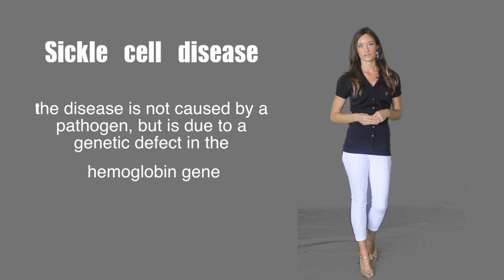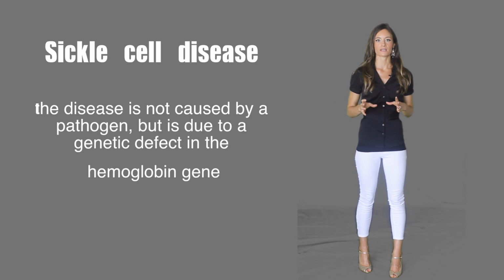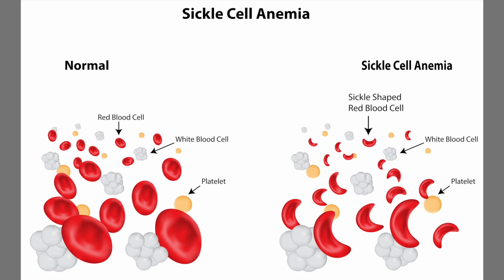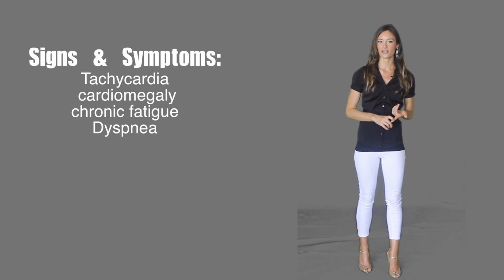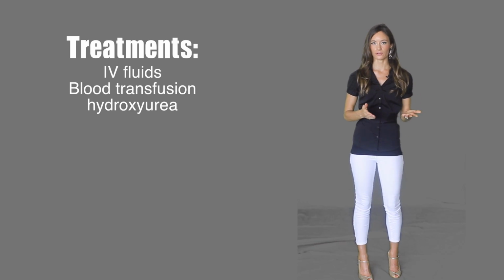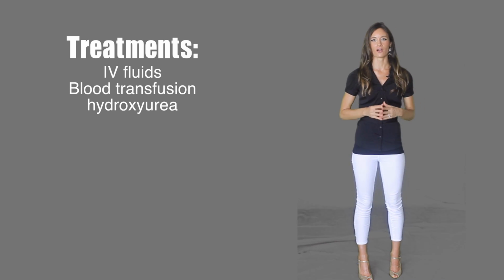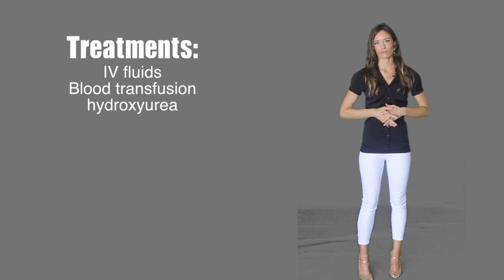What happens with patients with sickle cell trait is that they have defective hemoglobin molecules, causing red blood cells to become sickle-shaped. Such cells can impair circulation by clogging capillaries and causing obstruction in the blood flow. This also impairs circulation. Many times this happens in large joints, causing extreme pain and swelling. Some other signs and symptoms of the disease can include tachycardia, cardiomegaly, chronic fatigue, and dyspnea. Treatments include IV fluids, blood transfusions, and an oral medication called hydroxyurea, which will reduce the number of painful crises.